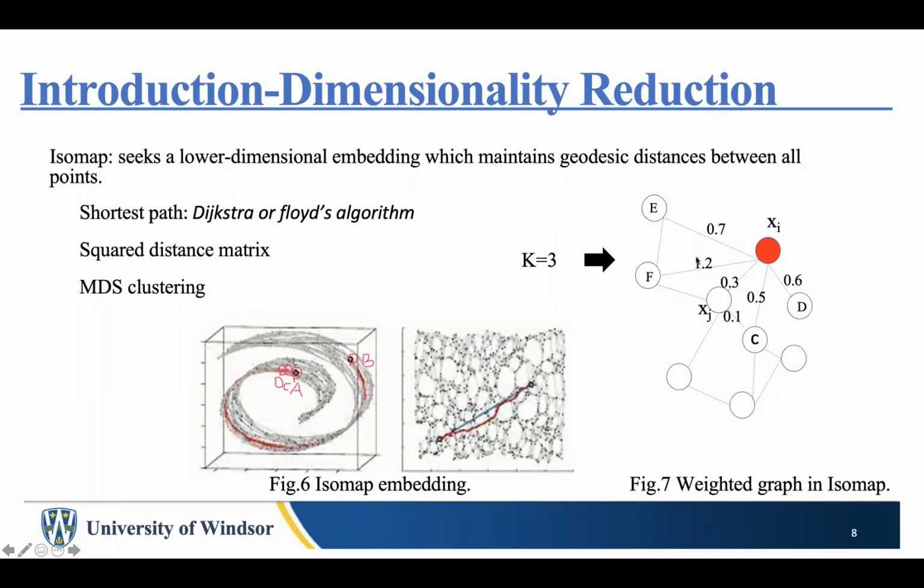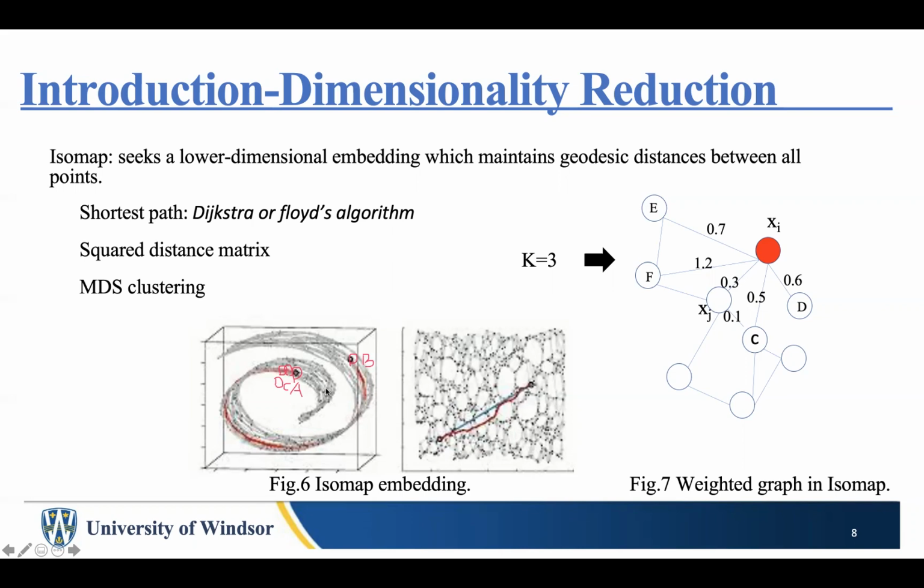It constructs a weighted graph at first. The weights can be calculated as the distance between two data points. If they are very close, then the path will be chosen as the shortest path. If they are far from each other, then it will use Dijkstra's or Floyd's algorithm to calculate the shortest distance. Like in this picture, A is far from B. They would not be connected directly.